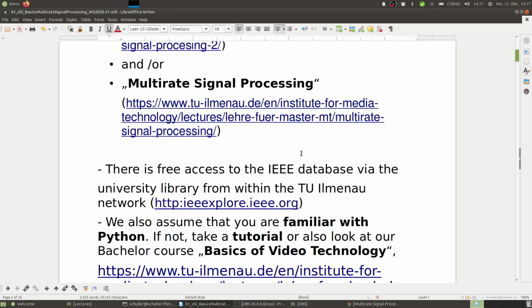Yeah, and for access to papers regarding audio coding, there's also a free access available to the IEEE database via the university library from within the TU Ilmenau network using this link here. So using this link you get to the IEEE paper database. So that's quite huge.